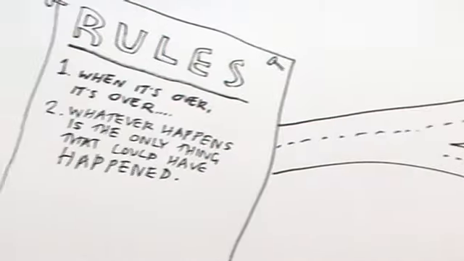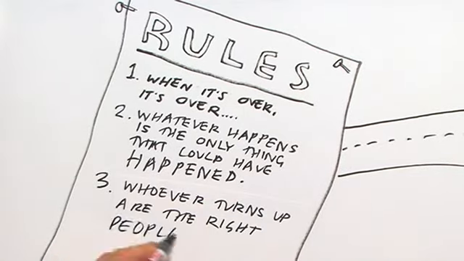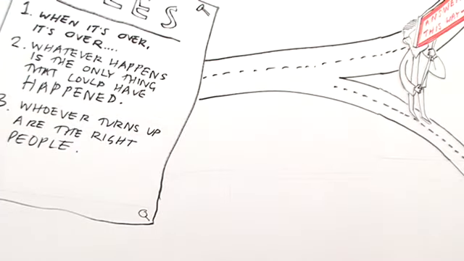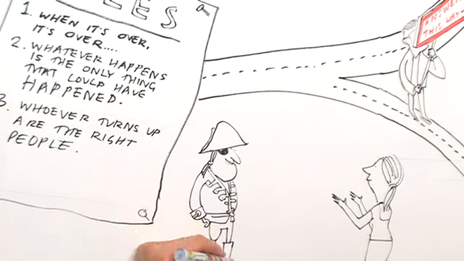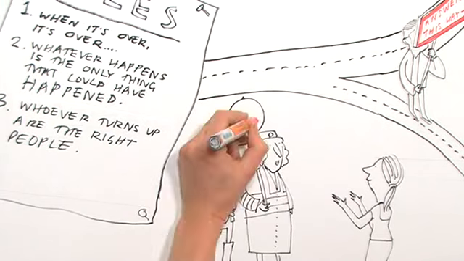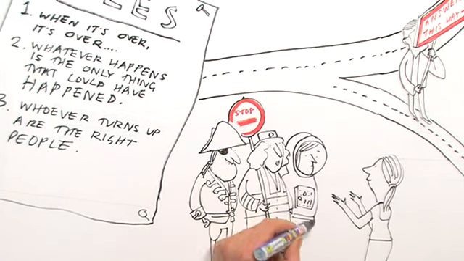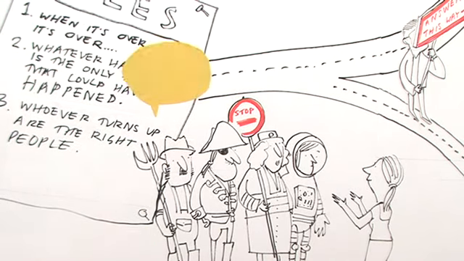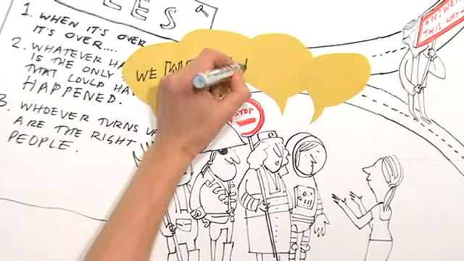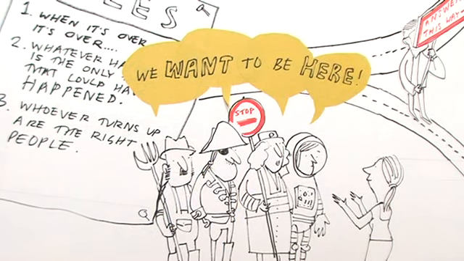The final rule, whoever turns up are the right people. Again, it's just a little reminder for people that sometimes you raise something for a session and you really hope four or five people are going to come because you've been trying to talk to them about this for ages and they choose to go somewhere else. Don't worry about that. Just recognise and celebrate the fact that the people who do come to your session really want to be there. They've prioritised your session over everything else.